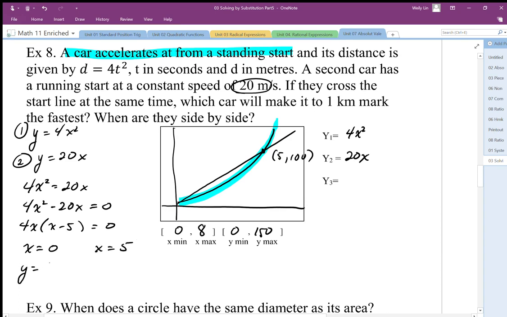For x equals 0, y is going to be equal to 0 when I plug it back in, and when x is equal to 5, I can plug it into either one of these two equations. Either one of these two equations, I'm going to get the y distance is 100, and that's exactly what I see on my graph.